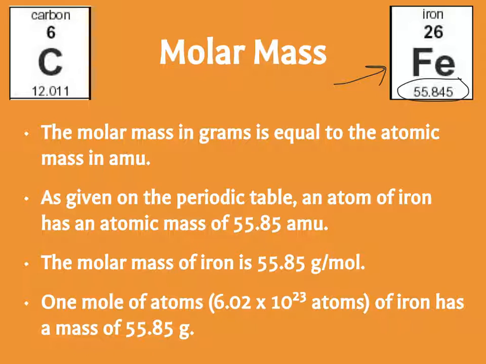Now, what we just learned, though, was that this number is also equal to the number of grams in 1 mole of iron. So the molar mass of iron, then, is 55.85 grams per 1 mole. So, that being said, while 1 mole is 55.85 grams, 55.85 grams is also equal to 6.02 times 10 to the 23rd iron atoms, because 1 mole of anything is 6.02 times 10 to the 23rd particles.